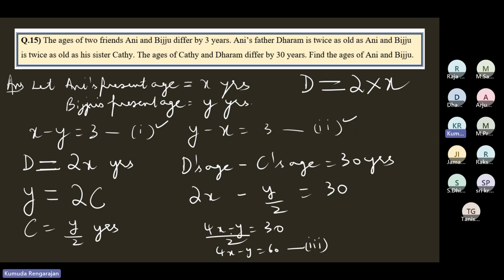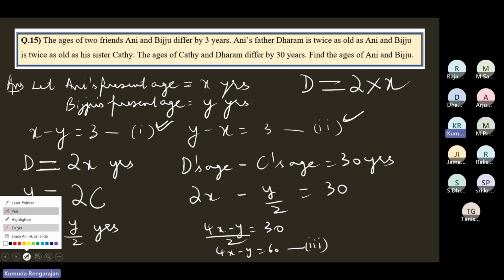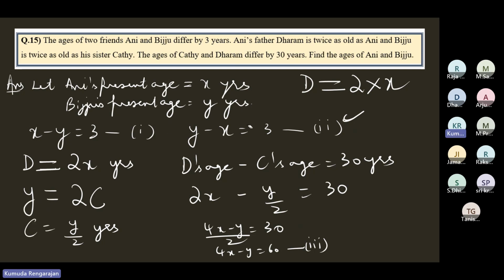So on taking the LCM and cross multiplying, we get the third equation, 4x minus y is equal to 60. Now we have three equations. You should not solve equations 1 and 2 because they're constructed from the same information. Annie's and Biju's ages differ by 3 years. Using that information, we have constructed two equations. So equations constructed using the same information should not be solved.